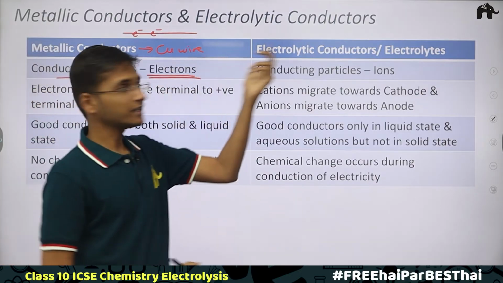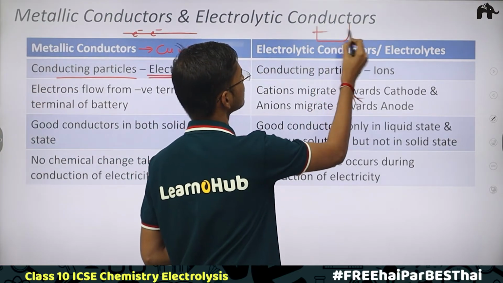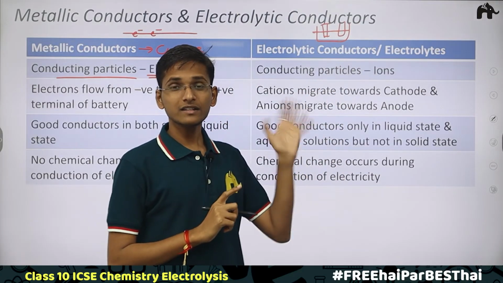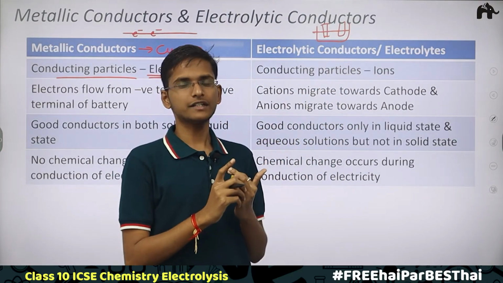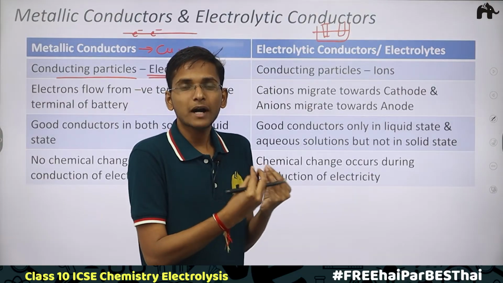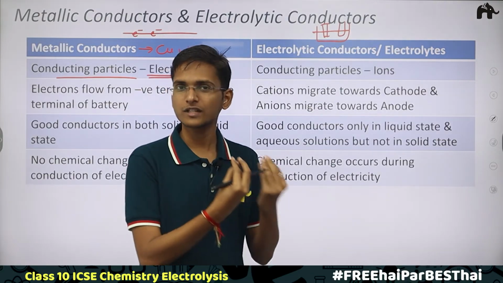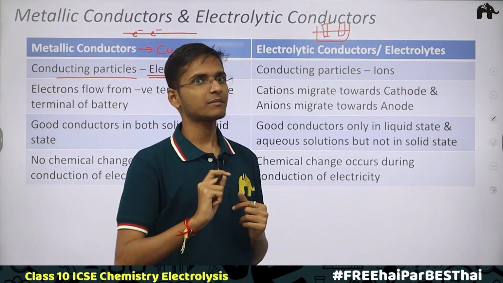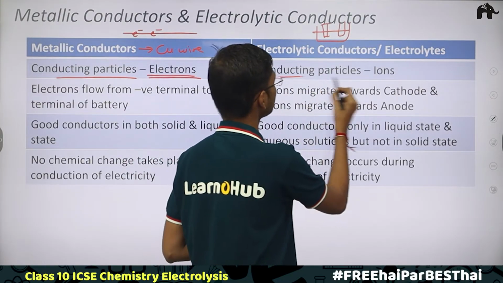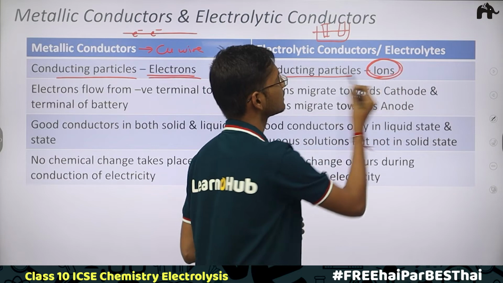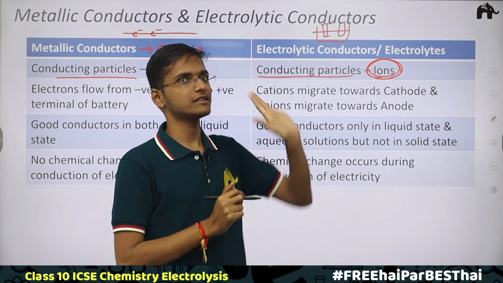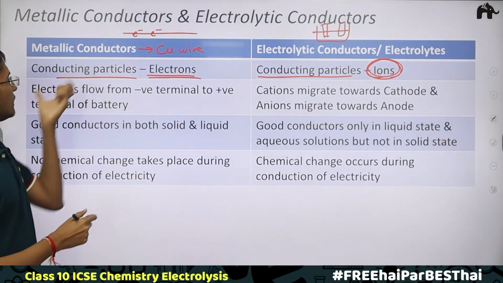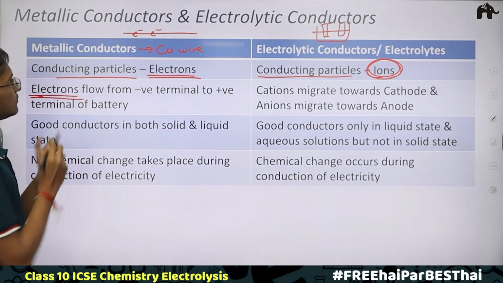But in electrolytic conductors or in electrolytes, we know we have these electrodes, and electricity is conducted by whom? We have studied. Electricity is conducted due to the migration of ions to the respective electrodes, right? So who are migrating? Ions are migrating. So that's why who are conducting the electricity? Ions, right? So conducting particles are ions. Clear?